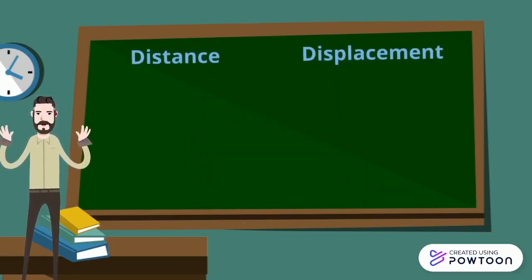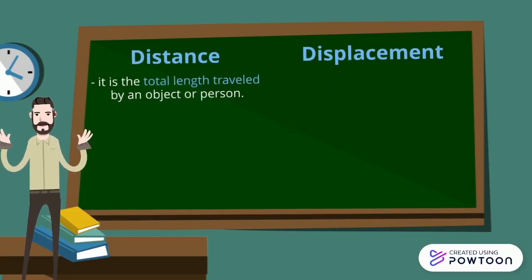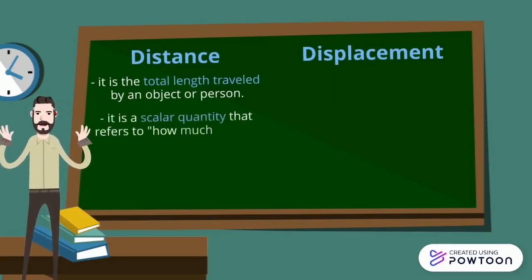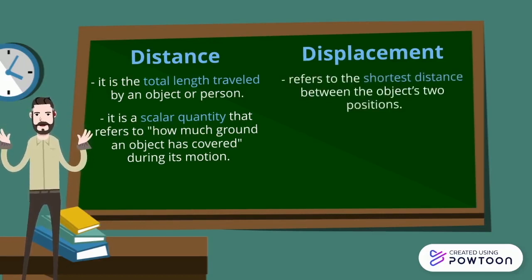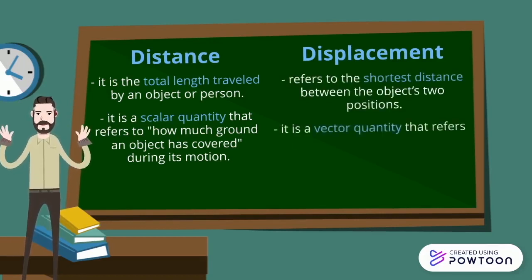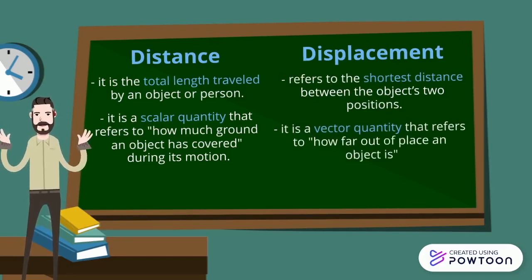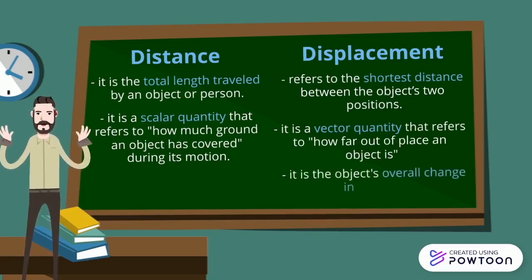When we say distance, it is the total length traveled by an object or a person. It is a scalar quantity that refers to how much ground an object has covered during its motion. On the other hand, when we say displacement, this refers to the shortest distance between the object's two positions. Displacement is a vector quantity that refers to how far out of place an object is. It is the object's overall change in position.